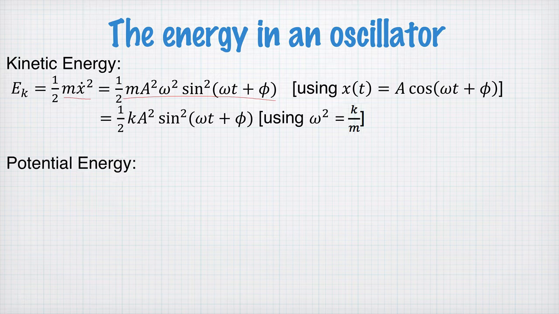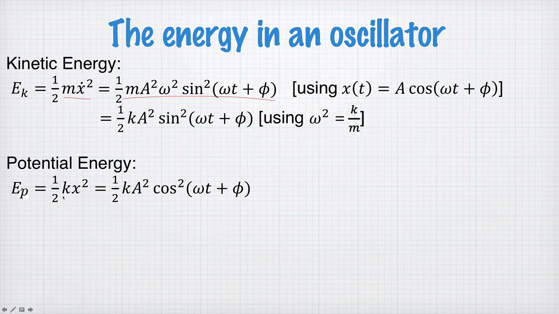Next, we move on to the potential energy. The potential energy in the spring is given by a half k x squared. And so substituting in for x, the position, we get a half k a squared cos squared (omega t plus phi).